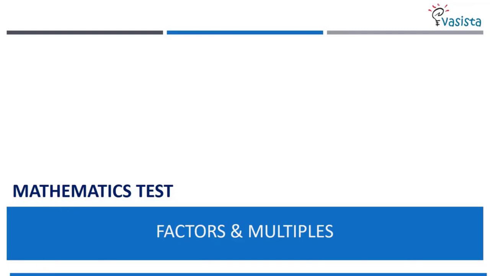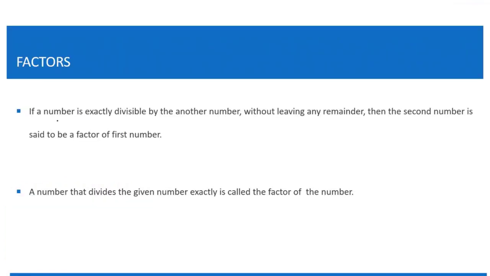Fine. Let us go to the third chapter, that is factors and multiples. What exactly is a factor? If a number is exactly divisible by another number without leaving any remainder, then the second number is said to be a factor of the first number. Or you can take this: a number that divides the given number exactly is called a factor of the number. So that is called a factor.